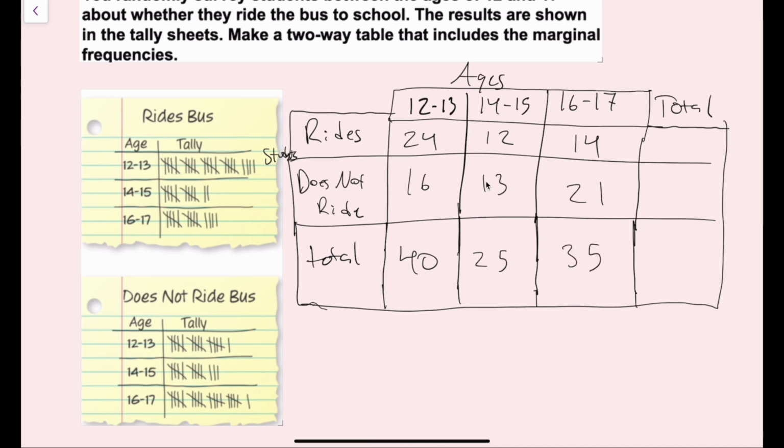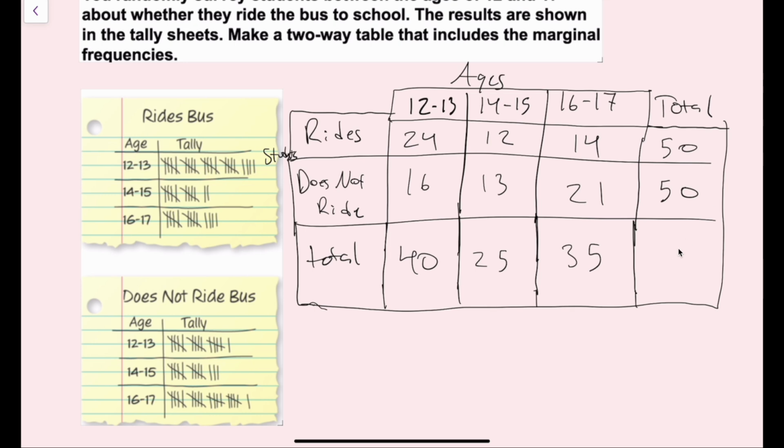And then over here, I have 16 plus 13 plus 21. Well, 16 plus 13 is 29. 29 plus 21 is going to give me 50. And then up here, I have 24 plus 12. That is going to give me 36. 36 plus 14 is also 50.